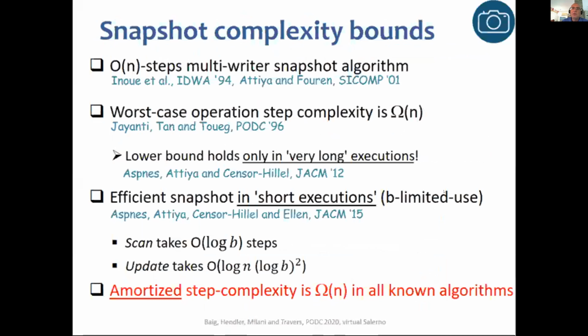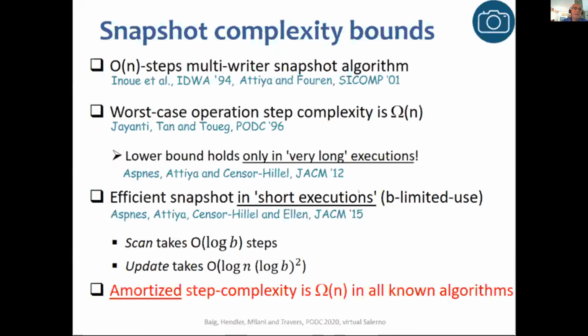Now, what do we know about the step complexity of implementing snapshots? First, we know that there exists an implementation of multi-writer snapshot with linear worst-case step complexity. And as it turns out, we cannot do better in terms of worst-case step complexity because Jayanti, Tan, and Toueg proved that for any non-blocking implementation of an object in a large class of objects that include snapshots, there exists an execution in which some operation can be made to perform a linear number of steps.